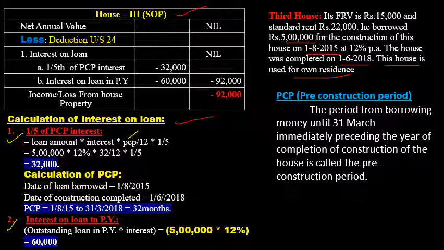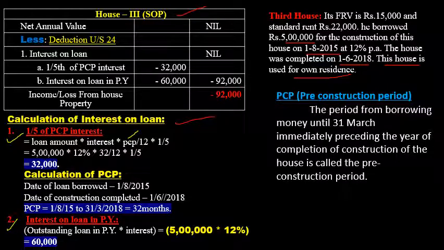Before that, what is PCP? PCP means the period beginning on the date on which the loan was borrowed and ending on 31st March prior to the date of completion of the construction of the house property. That is called the PCP, the pre-construction period or pre-construction term, and we have to calculate it.